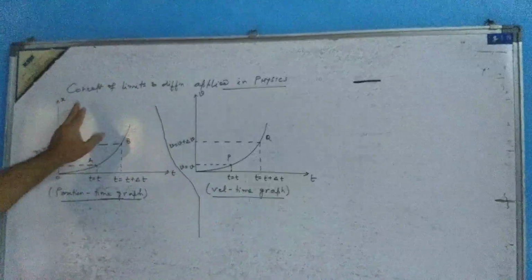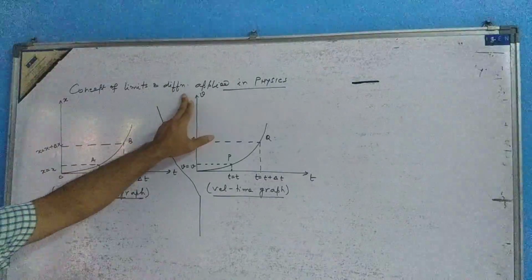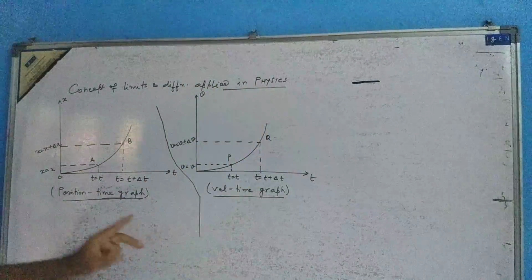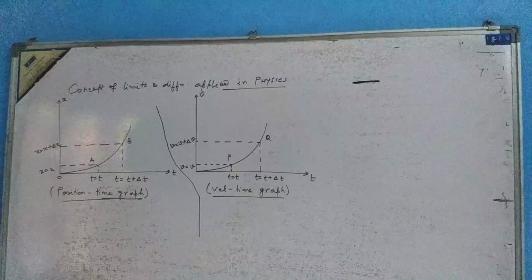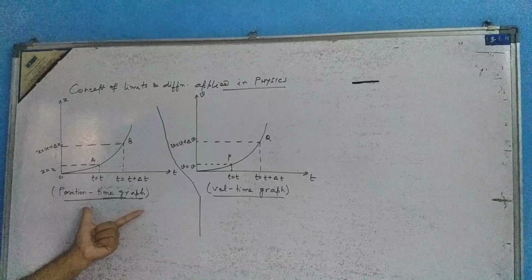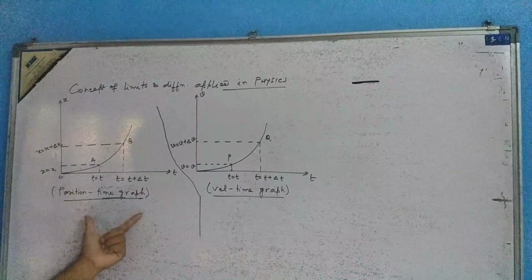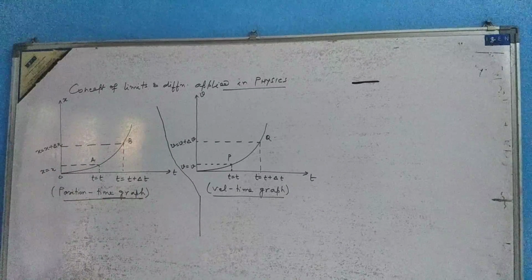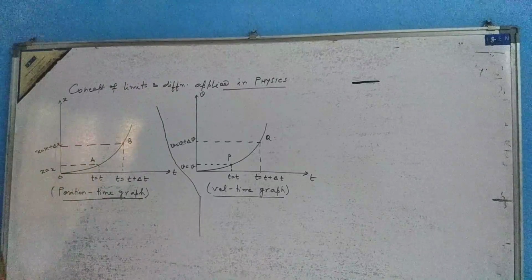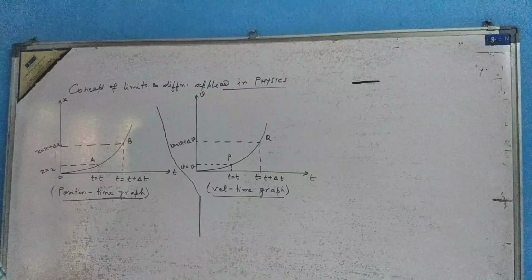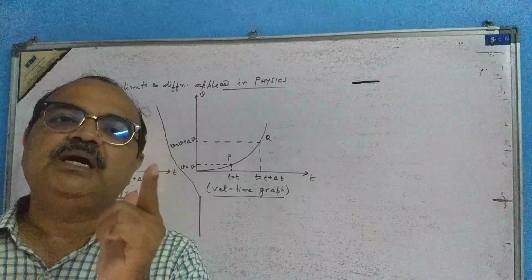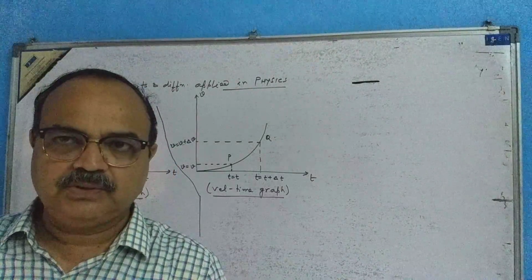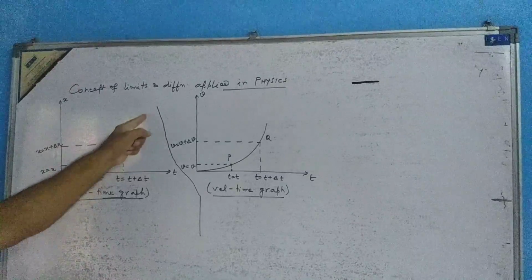Look, here, concepts of limits and differentiation applied in physics. I have shown here two graphs. One is the position time graph, all of you are aware. This is the velocity time graph, all of you are aware. Let us see the position time graph first. Let us consider an object moving with variable velocity. It is a graph for variable velocity.